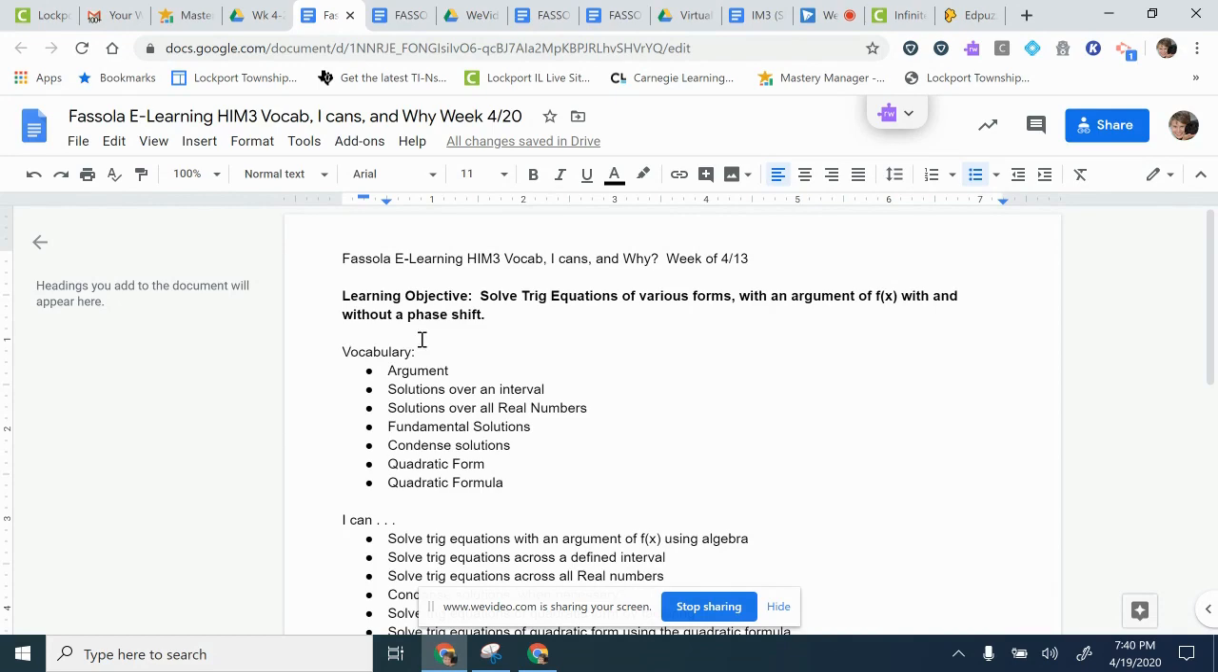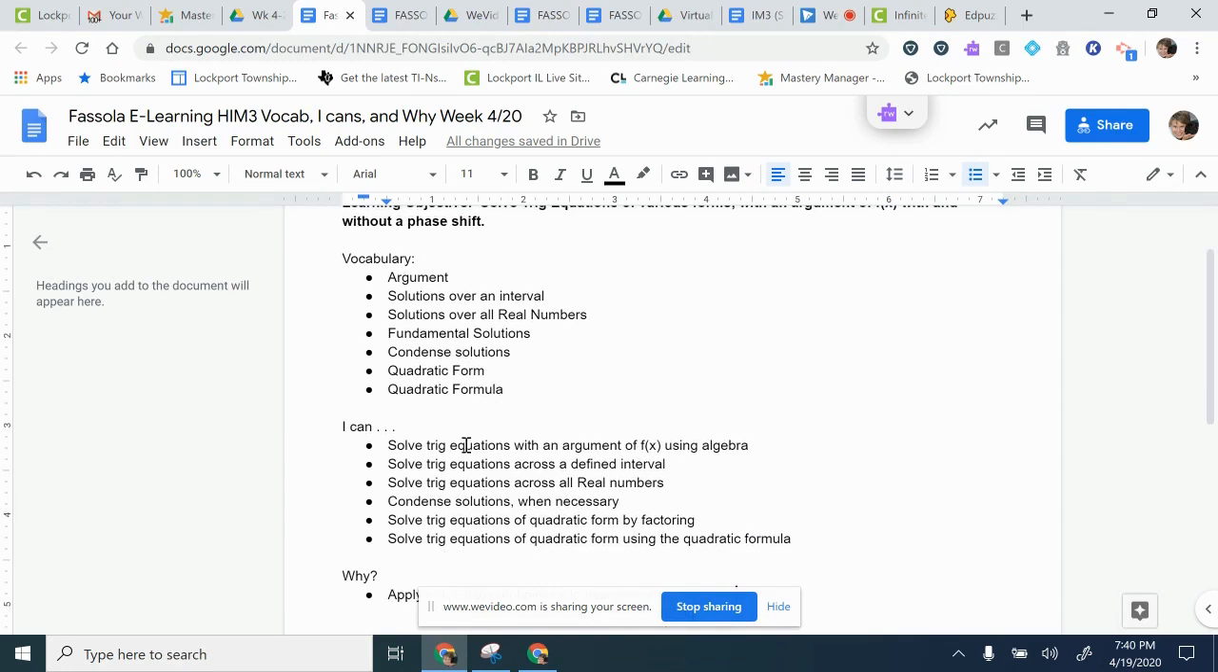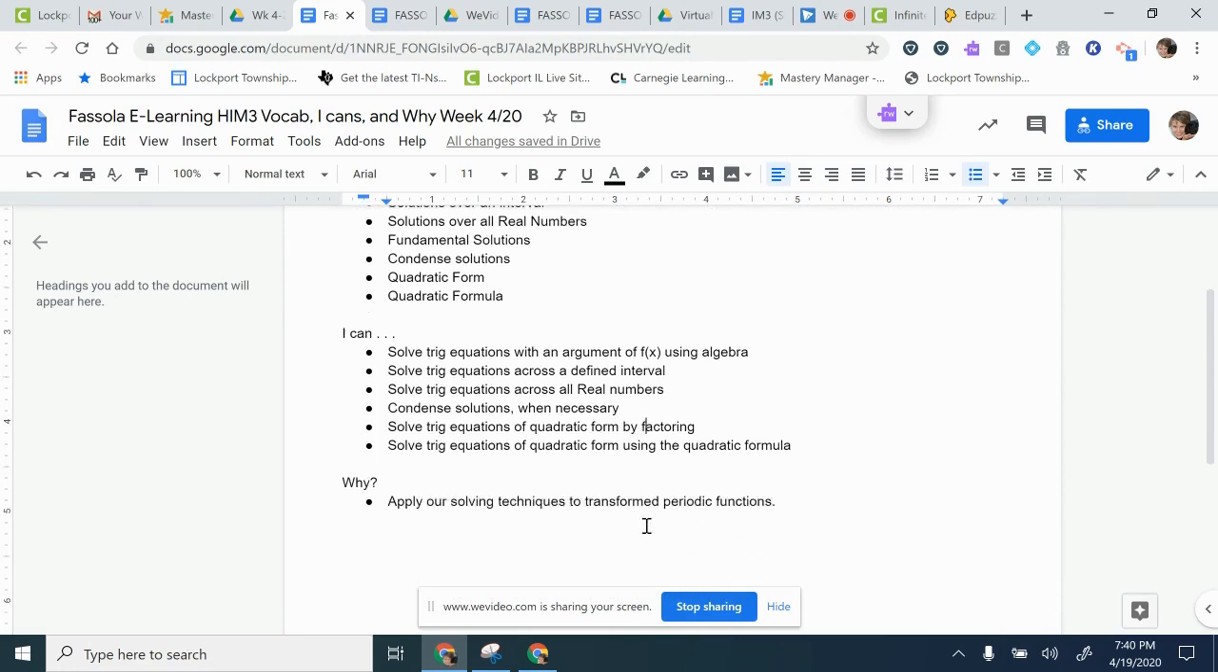And there are some techniques that we need to use to solve those transformed trig equations. By the end of this week's learning activities, you should be able to solve trig equations with an argument of f of x using algebra. Do this across a defined interval and across all real numbers. Recognize when you condense solutions, and still keep in mind that we can use our factoring or quadratic formula when we have the quadratic form.